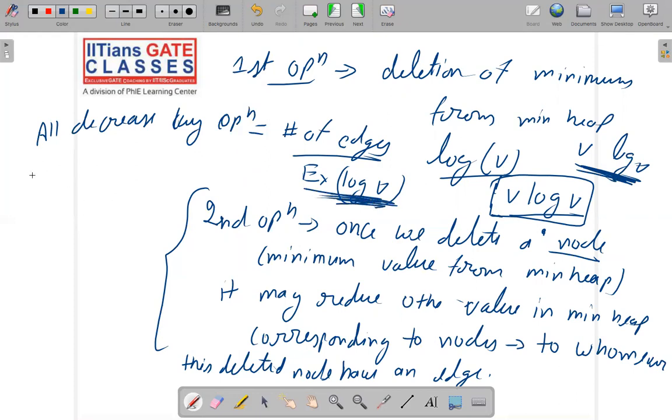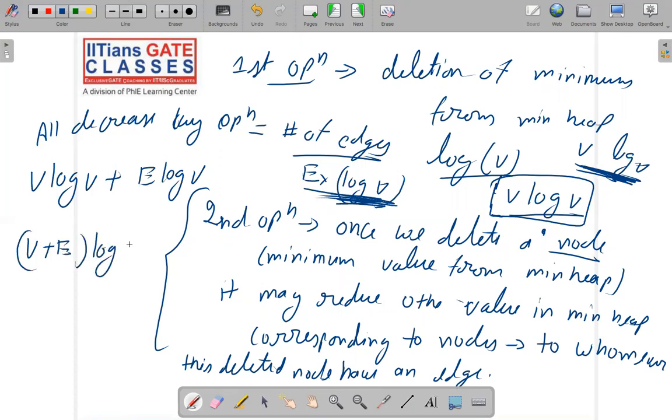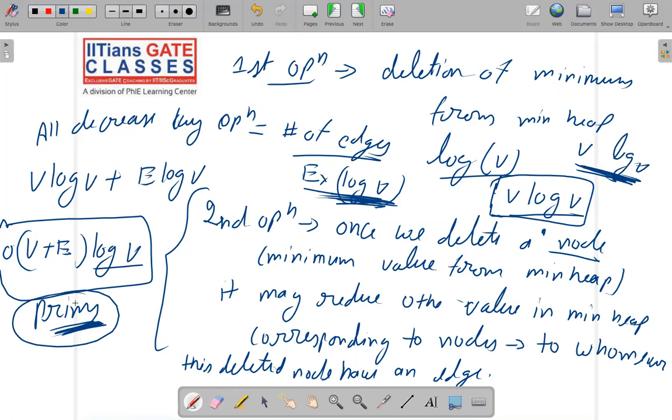So what is the total time complexity? V log V plus E log V. So it's (V plus E) log V. This is the time complexity, and it's the same as Prim's. Prim's algorithm works in a similar way, so it will also have the same time complexity. That's why I try to explain Dijkstra's algorithm, because it's easy to explain time complexity here.